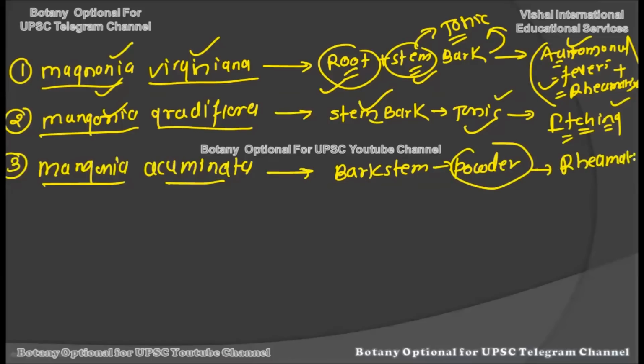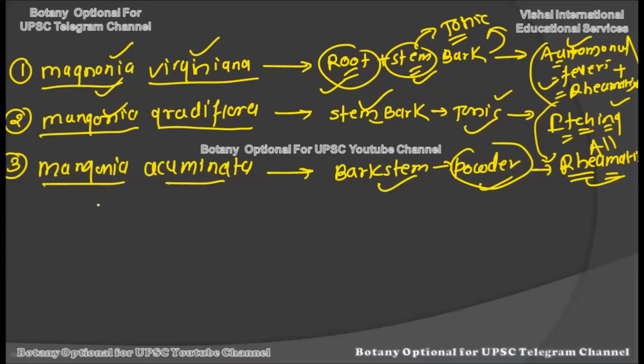Now this becomes very important, because rheumatism has come here a second time, and you know there is a specific application of the Magnoliaceae members in case of rheumatism. All types of rheumatism here are treated by using the powder of the bark of the Magnolia acuminata. Not one or two kinds, but all types of rheumatism are treated by using the stem bark powder of the Magnolia acuminata.